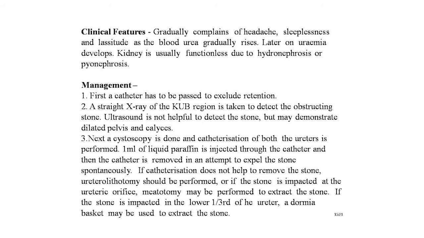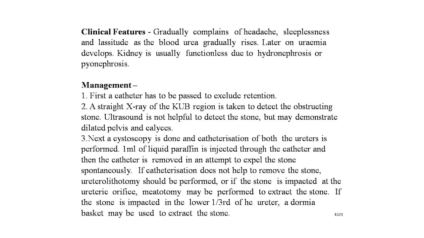Third, a cystoscopy is done and catheterization of both of the ureters is performed. 1 ml of liquid paraffin is injected through the catheter and then the catheter is removed in an attempt to expel the stone spontaneously. If catheterization does not help to remove the stone, ureterolithotomy should be performed, or if the stone is impacted at the ureteric orifice, meatotomy may be performed to extract the stone.